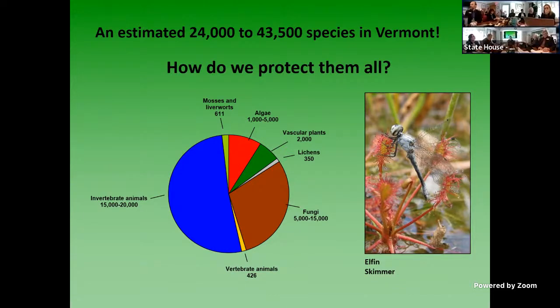I think the takeaway here is not the specific numbers so much, but the fact that there's so much we don't know about biodiversity still. And I think others have made that point as well. The vertebrate animals are just that little yellow slice of the pie that you can probably barely see, whereas things like invertebrate animals and fungi make up a huge slice of our biodiversity in the state.